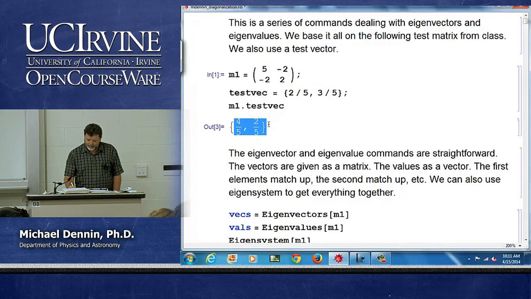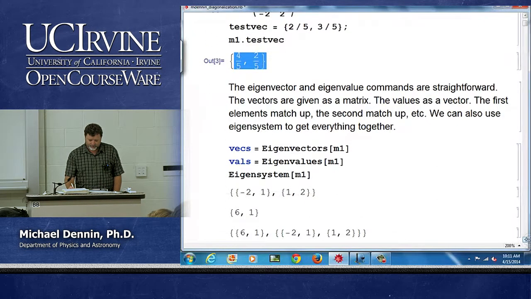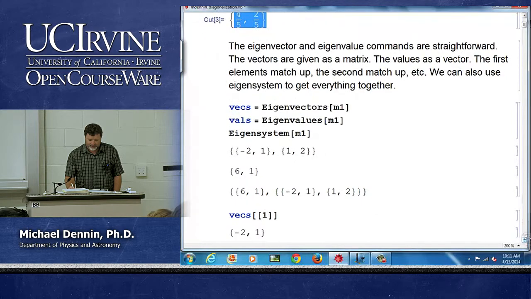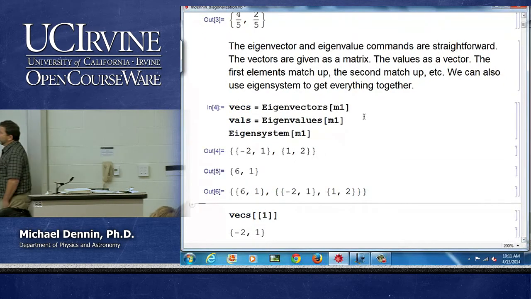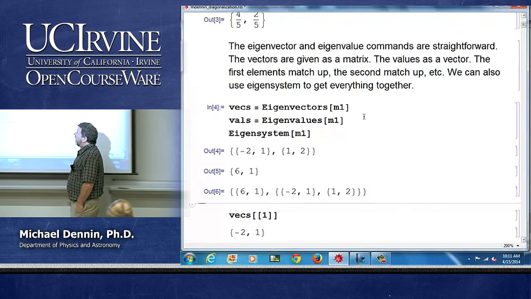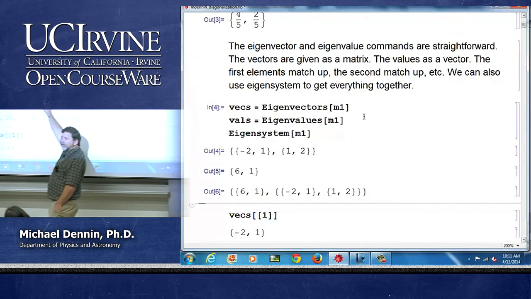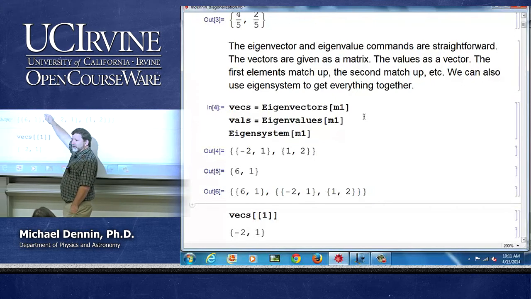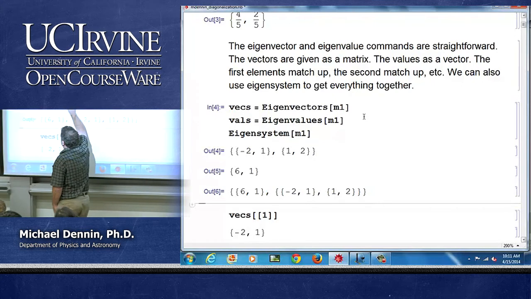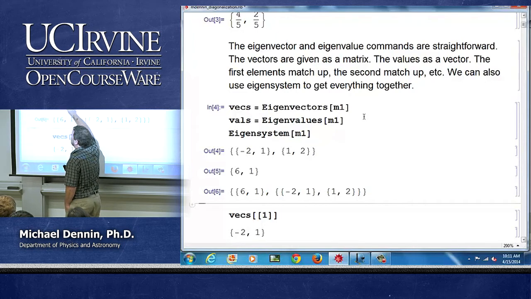Now, in computing eigenvectors and eigenvalues, you kind of have two choices. There are 3 Mathematica commands. Eigenvectors will give you just the eigenvectors if that's all you want. Eigenvalues will give you just the eigenvalues if that's all you want, in the same order. So this eigenvalue goes with this eigenvector. Notice it makes no attempt to normalize them.